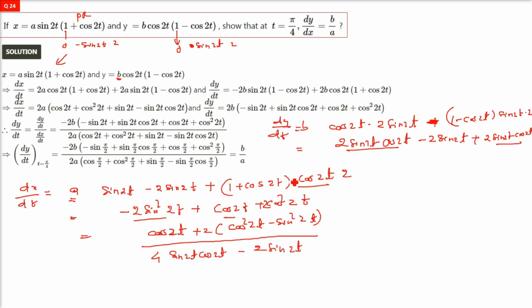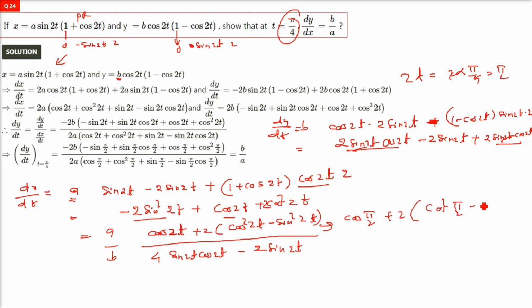Okay, pi by 4 we have to find out. Just keep pi by 2. A is there, B is there. See, I have divided dx by dt divided by dy by dt. So whatever is the answer, we have to make the reciprocal. 2t is what? 2 into pi by 4, which is pi by 2 only, which is 90 degrees. So cos pi by 2 plus twice of cos square pi by 2 minus sin square pi by 2 divided by 4 into sin pi by 2 cos pi by 2 minus 2 sin pi by 2.